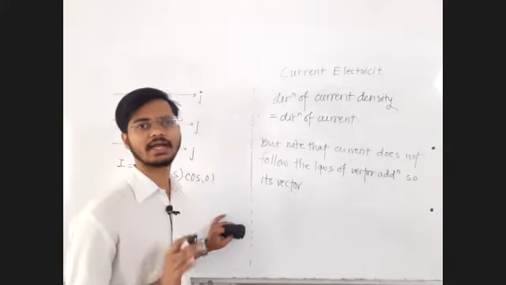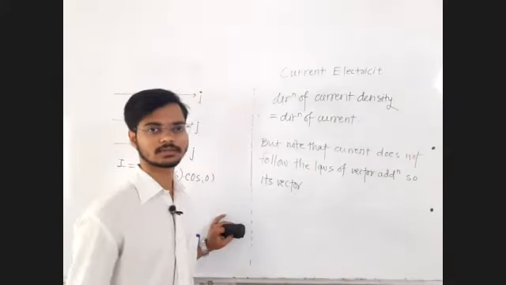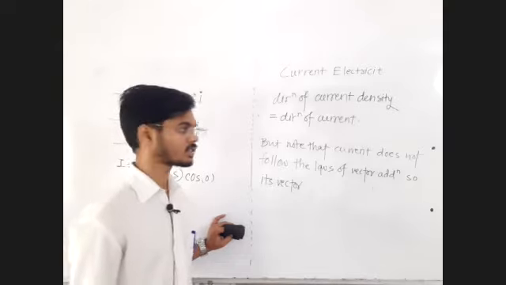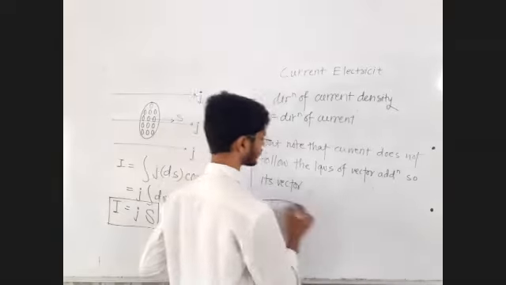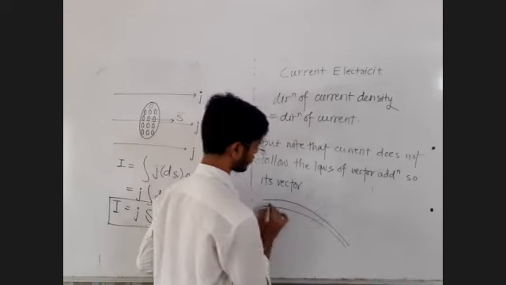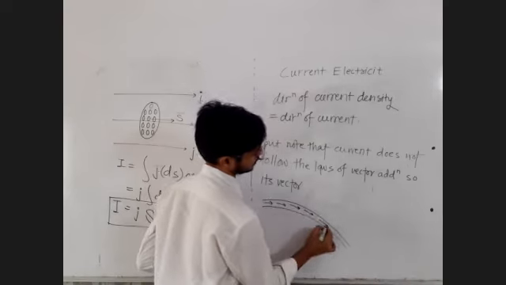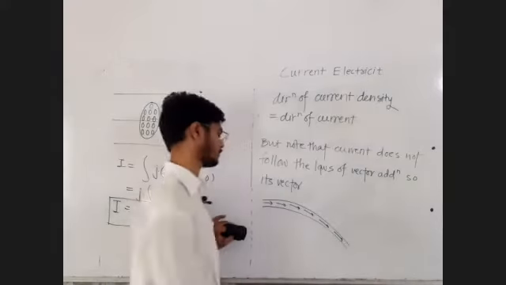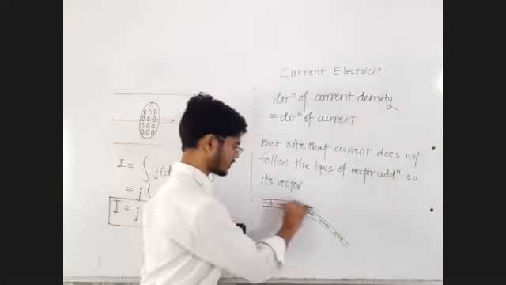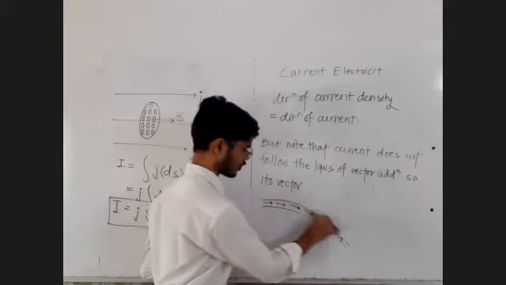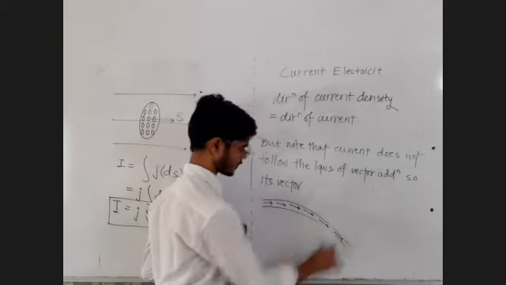Charge is guided through the conductor. If this is the conductor, here it is flowing like this, here like this, like this, like this. It is guided through the conductor. So current is changing its direction as per the direction of flow of charge.